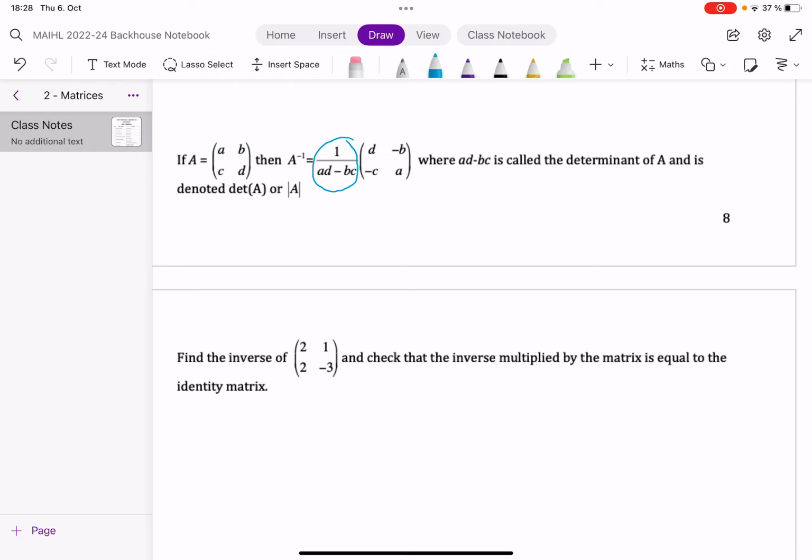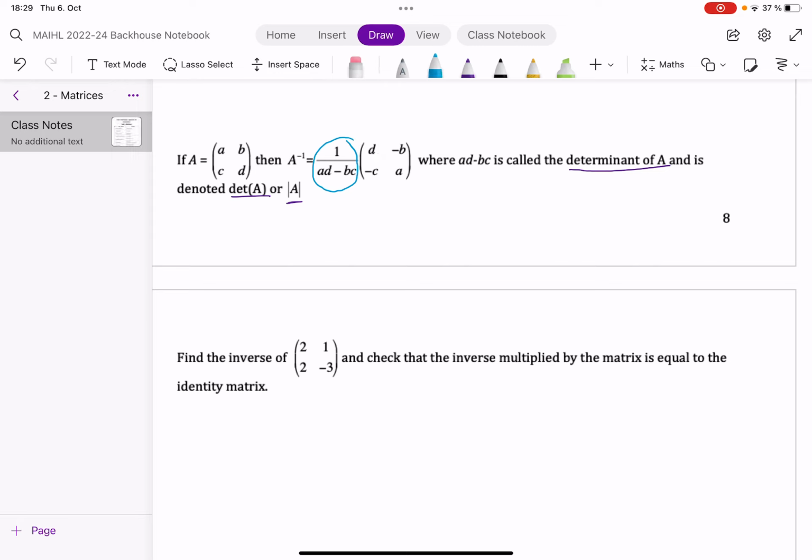This AD minus BC part is actually called the determinant of A, and that's an important term that will come up again and again. Sometimes it's written det A, or sometimes it's written as the absolute value of A. But here we've got 1 over that determinant at the front of our matrix. Okay, let's look at the rest of it. You can see that the A and D have switched positions. So when we look at matrix A, we've got A in the top left, D in the bottom right. They have switched positions in our inverse.